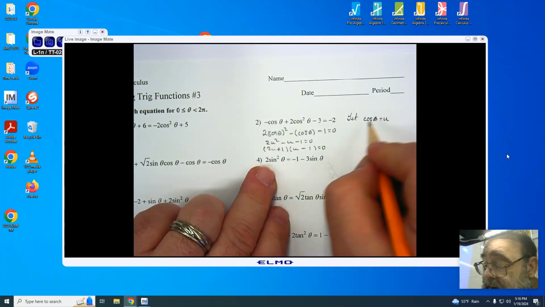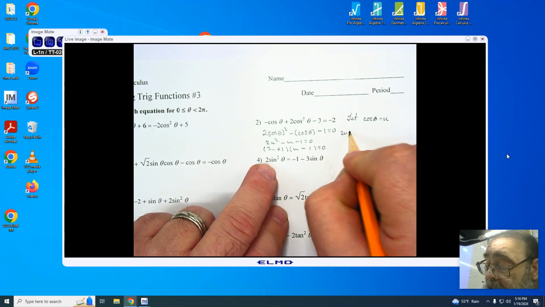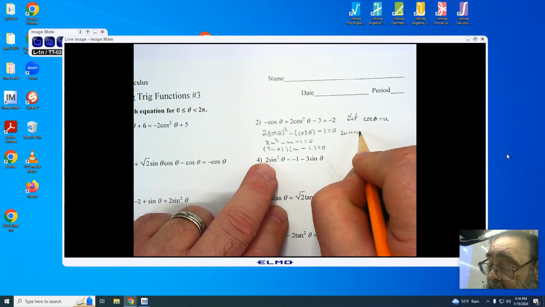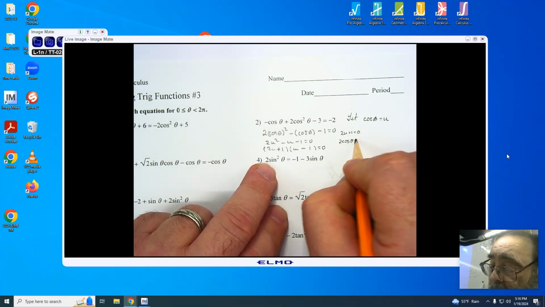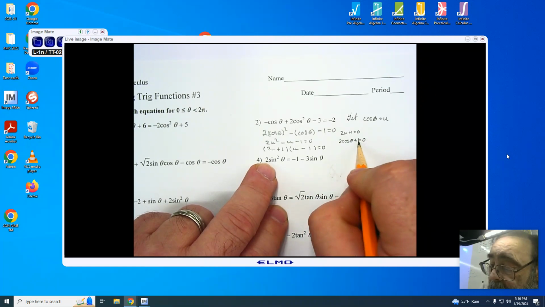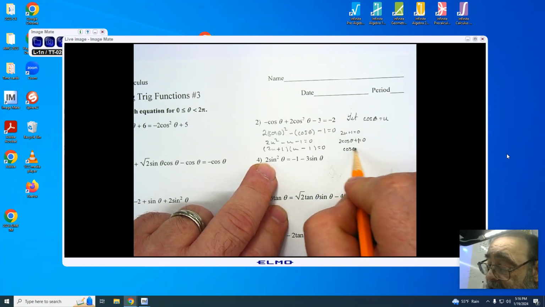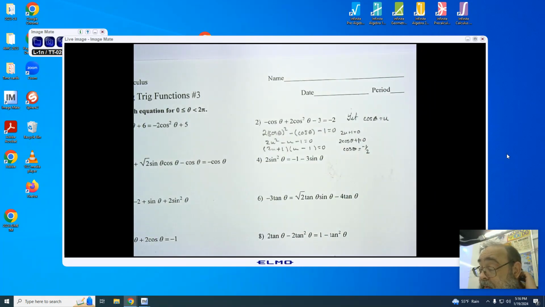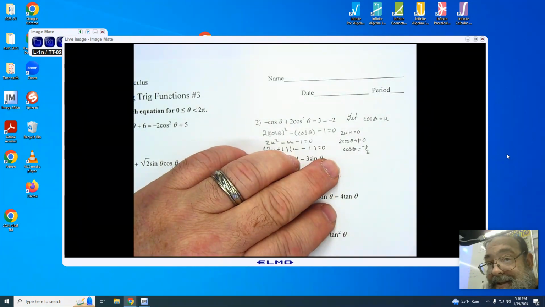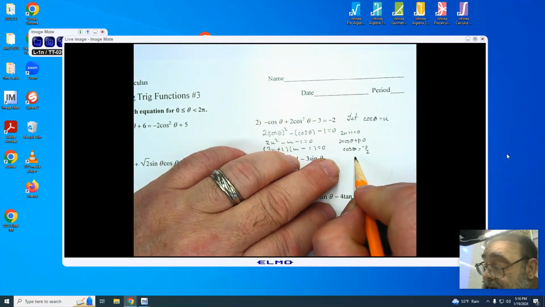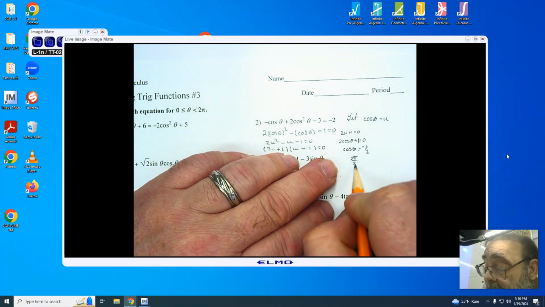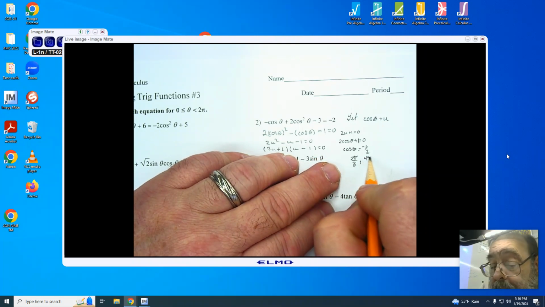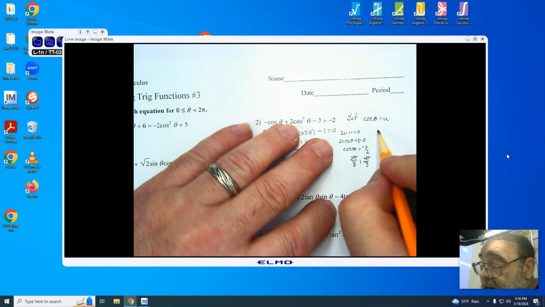We're now going to take each piece and put back u. So I have 2u plus 1 equaling 0, and that's going to give me 2 cosine theta plus 1 equaling 0. When I solve, I get cosine of theta equals -1/2, and we know that that's a reference angle of pi over 3, and cosine is negative in the second and third quadrant. So in the second quadrant, I'm looking at 2 pi over 3, and in the third quadrant, I'm looking at 4 pi over 3.